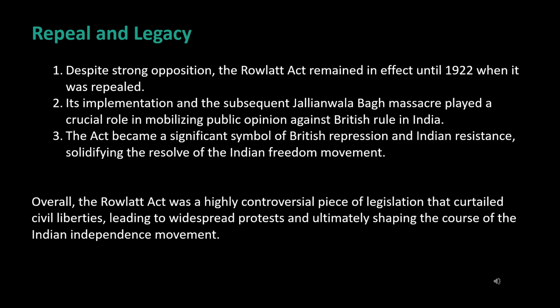Overall, the Rowlatt Act was a highly controversial piece of legislation that curtailed civil liberties, leading to widespread protests and ultimately shaping the course of the Indian independence movement.